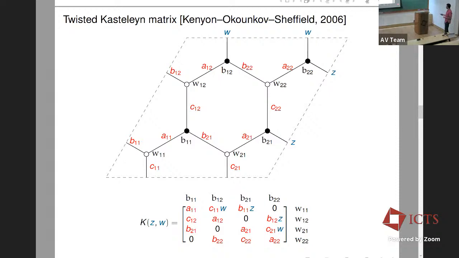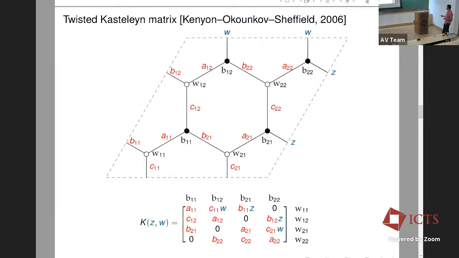So this edge over here has a weight, which is B11, and you're going to multiply that weight by an additional factor of Z. So we write down a Kasteleyn matrix, which now depends on two formal variables Z and W. It's the same adjacency matrix. There is no Kasteleyn sign condition because all your faces are hexagons, so all the signs should be +1.